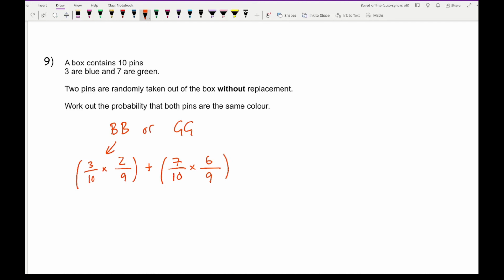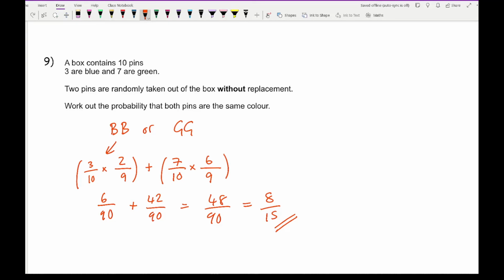So simplifying this, what we get is 6 over 90 plus 42 over 90, which then gives me 48 over 90, and I can simplify that as being 8 over 15. And there is my final answer.